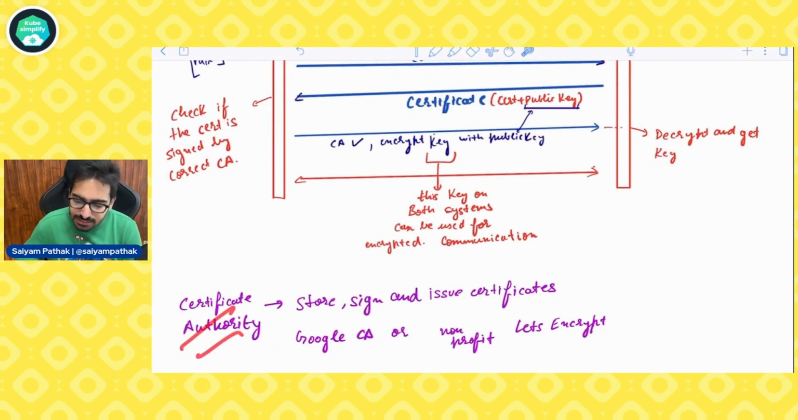So a certificate authority is a place to store, sign, and issue certificates. For example, you have a Google Certificate Authority or a non-profit certificate authority like Let's Encrypt, which we'll be using heavily in today's particular video. So how do we get these certificates, and how does a certificate authority play a role in this?